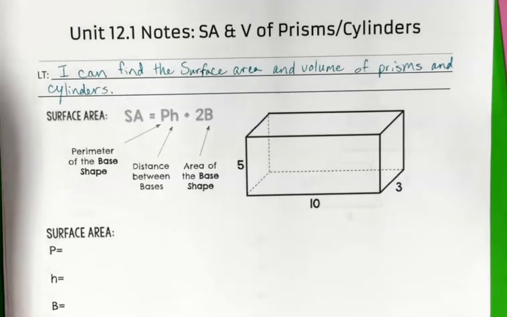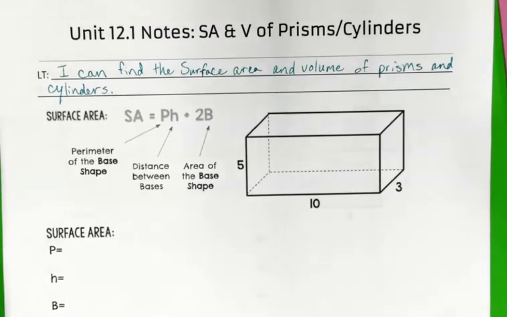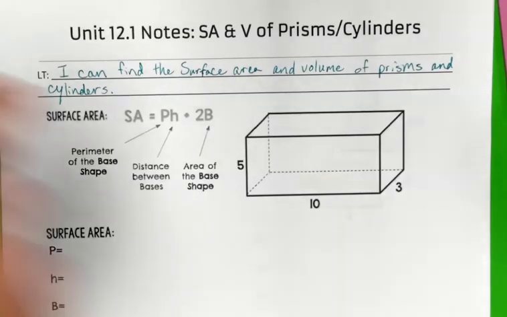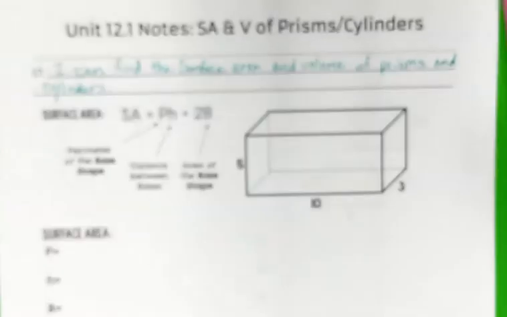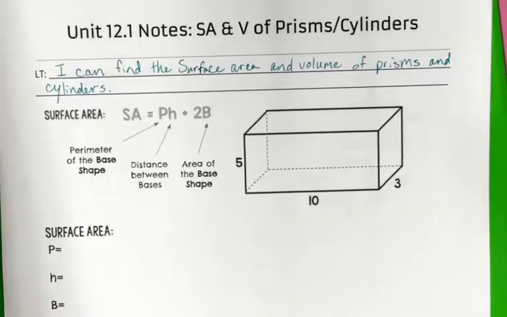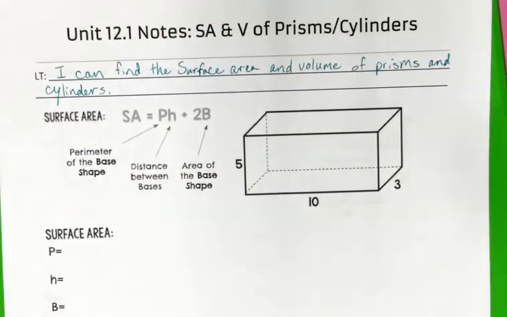Hey guys, this is the advanced Unit 12.1 notes. We are talking about the surface area and volume of prisms and cylinders. I already have the learning target written up here so you can see that. Let me make sure this is focused.